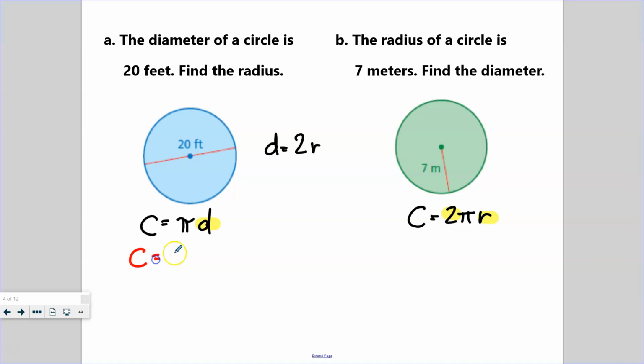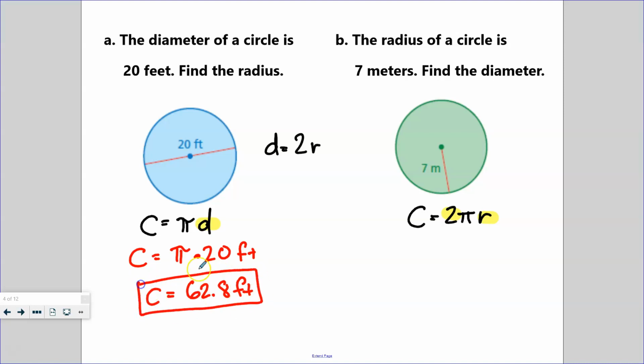All right, so we have circumference equals pi times 20 feet. And so we have 3.14. And we got circumference equals 62.8 feet. All right, so circumference equals 2 times pi times 7, right, meters. Circumference equals, well, 14, if I combine 7 and 2, multiply, times 3.14, and I get 43.96 meters.